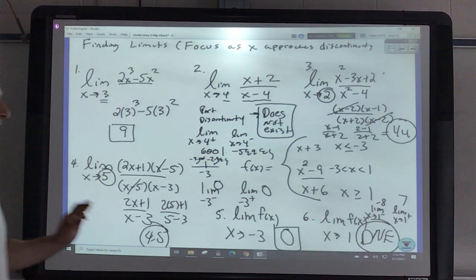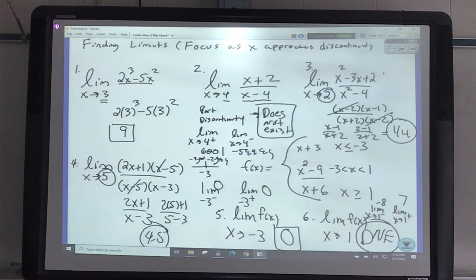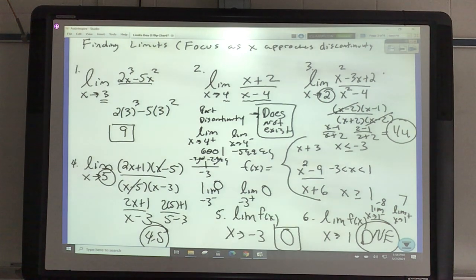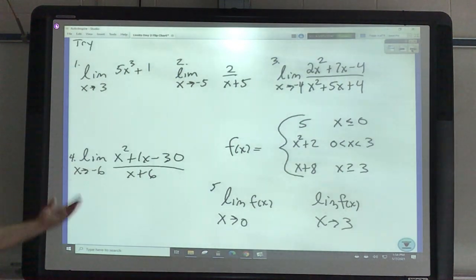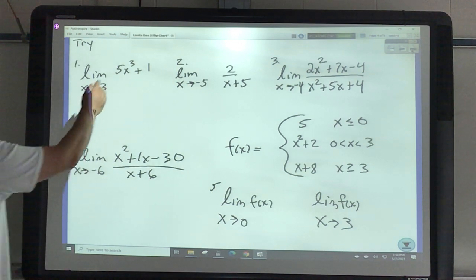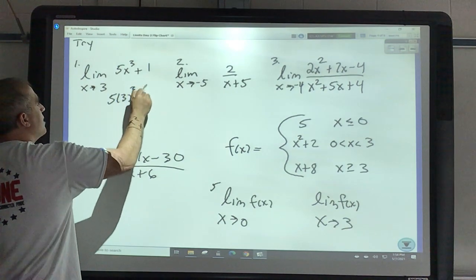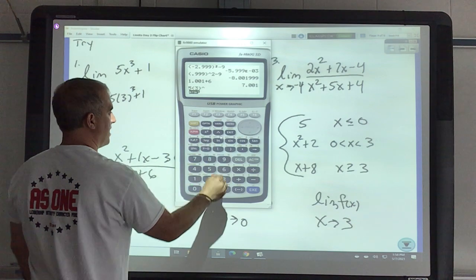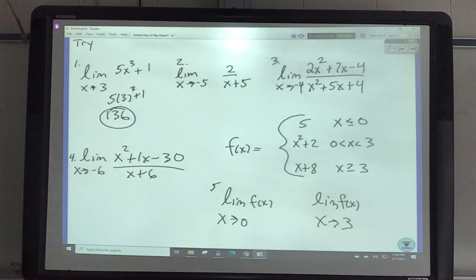So always check both sides of the limit if the continuity or the discontinuity is in doubt. What I'd like you guys to do as we go along is do these problems. This one is automatically going to be continuous, so I can just evaluate that at 3: 5 times 3 cubed plus 1. So the answer of the limit would be 136.